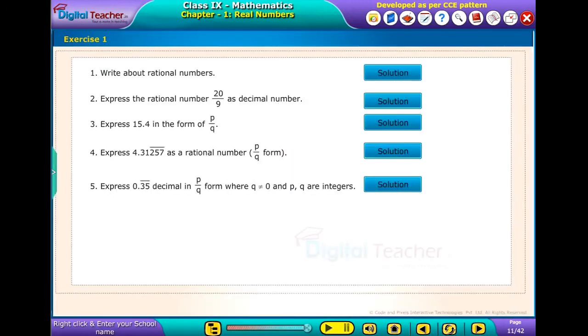Let us solve a few exercise problems. Click the tab to view the solution.